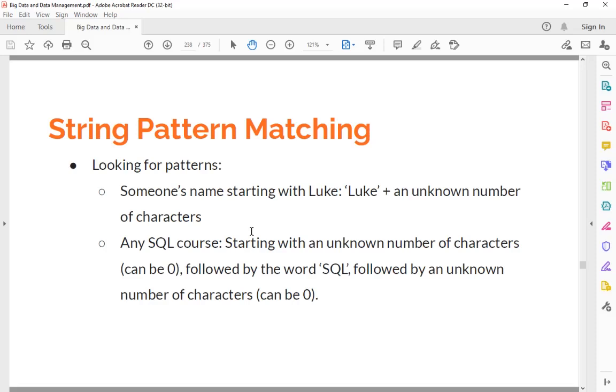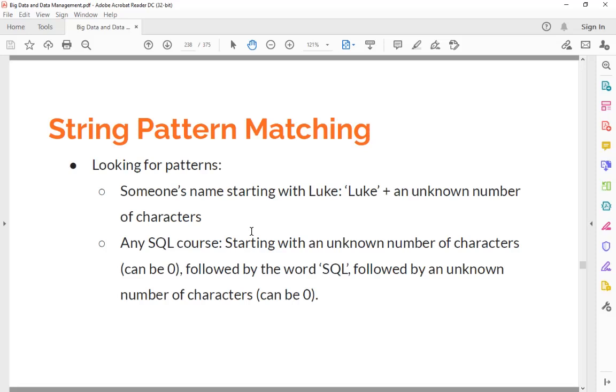That three-character word is the required SQL, followed by an unknown number of characters, and this can be 0 too. Maybe the course name is just SQL. Maybe the name is SQL introduction, or SQL fundamentals, or an introduction to SQL. So these are all potential matching patterns that can fit your requirement.